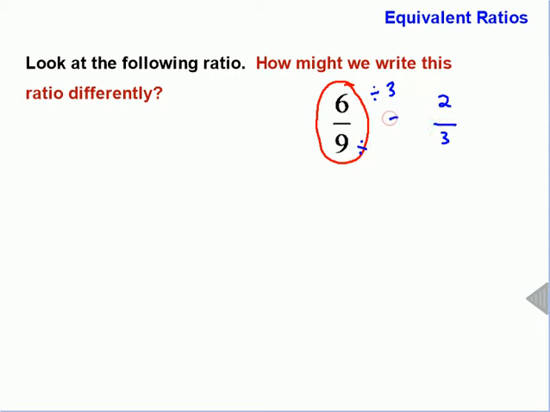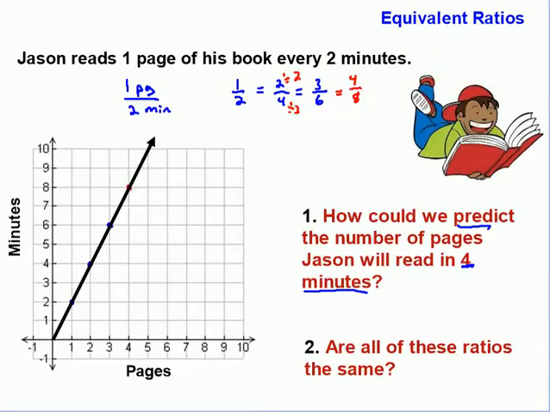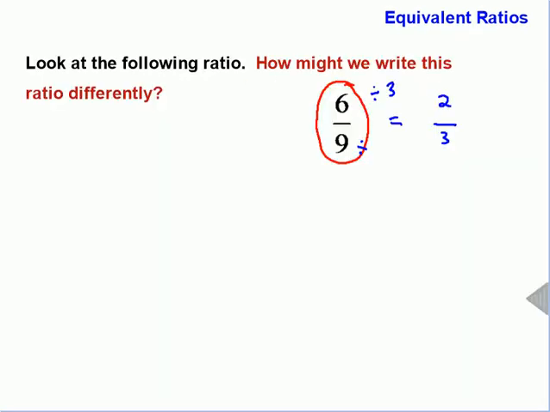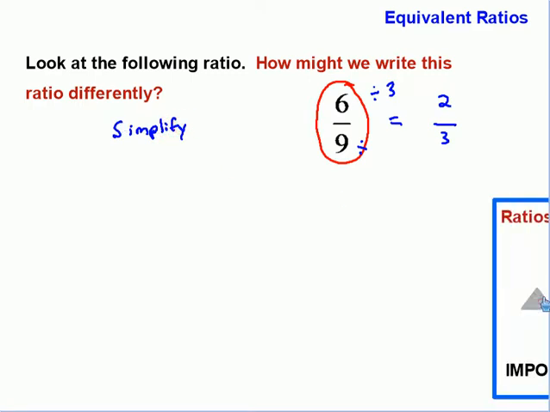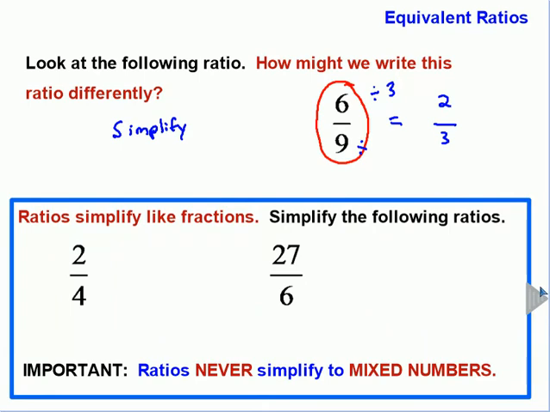These two ratios are equivalent to each other, and if we were to graph them, we would get a graph just like we got on the previous slide. In this case, we have 2 equivalent ratios just by simplifying. This is called simplifying, just like when we simplify fractions, because again, ratios and fractions are basically the same thing. Ratios simplify just like fractions. So let's take a second and simplify both of these ratios.